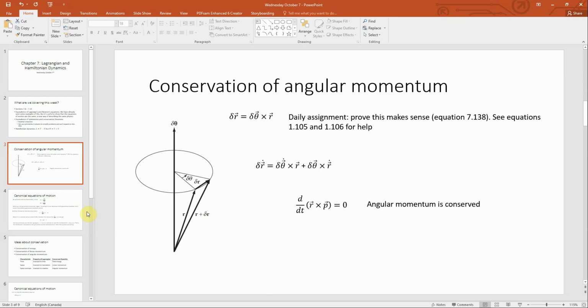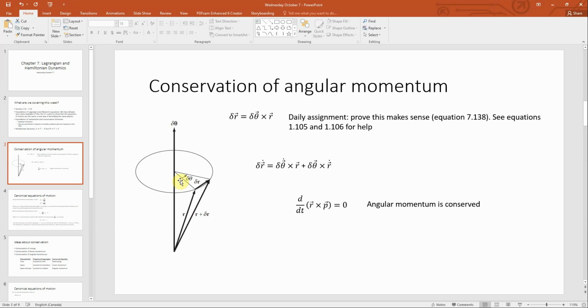Your daily assignment for today was to convince yourself that any change in this little r vector here is going to be the cross product of the change of this angle here, theta, with this r vector from the origin up to this point. I could try and convince you, and it would take me about 15 minutes to show you that this is the case. But this way, I know that you understand this because you've gone and done this on your own. And because it's a three-dimensional problem, it's a little hard to show this in two-dimensional space.